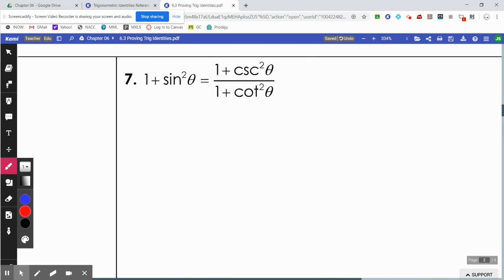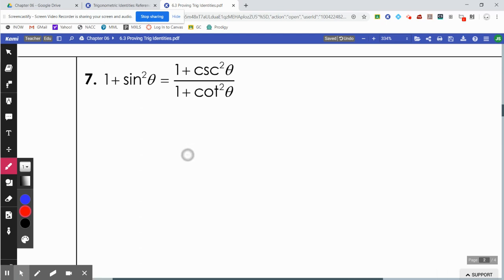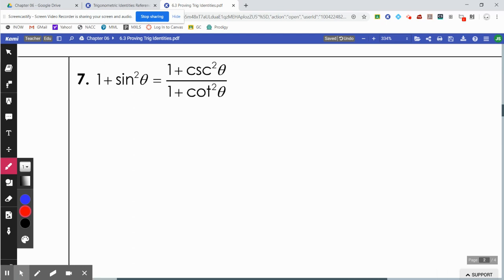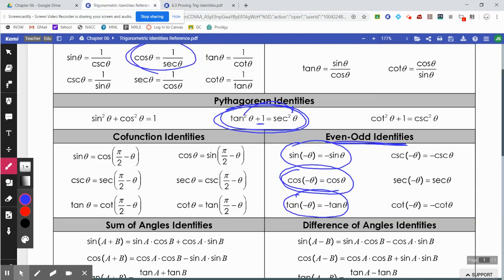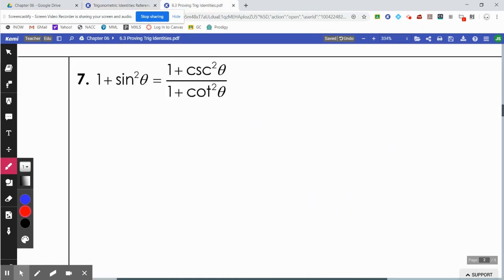1 plus sine squared equals a really ugly thing on the right side. Now let's see if we can do anything with 1 plus cosecant squared. Let's see if that matches a Pythagorean identity. 1 plus cosecant squared is very similar to this. However, if I move that cosecant squared over, I would have 1 minus cosecant squared. So it really doesn't fit.